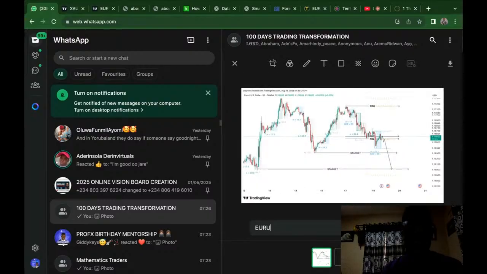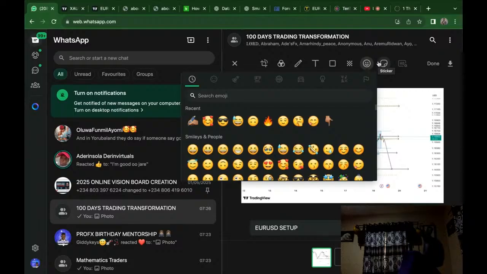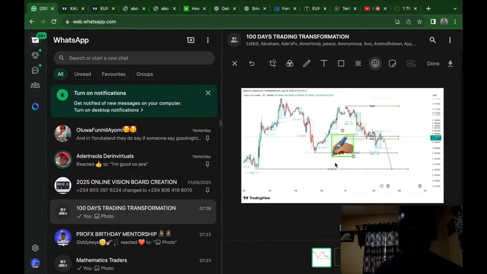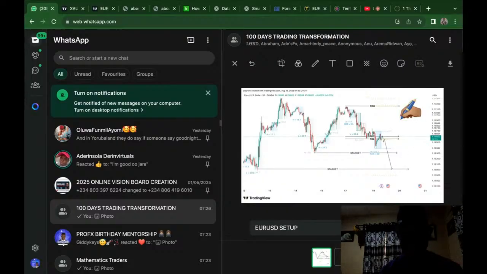So this is the Euro USD setup. Okay, so that will be all for Euro USD. You can use this to apply on other charts because of time. Let's go to gold. Let's see what gold is doing.